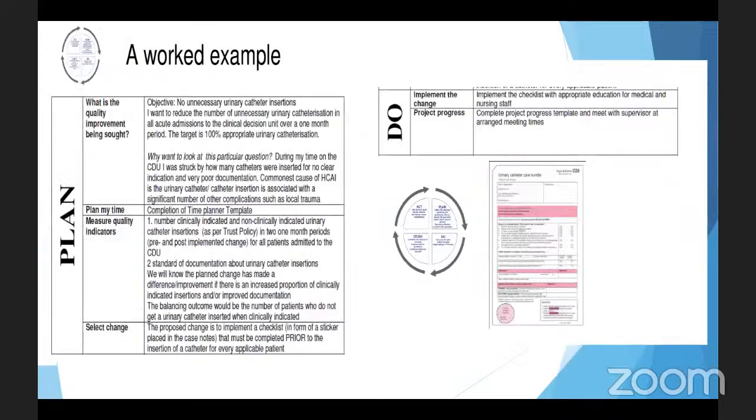Okay, so a worked example for the Plan, Do, Study, Act cycle is this: let's say that we observe that in a urology ward there are patients who are being unnecessarily catheterized. That means urinary catheters are being passed in patients who do not need them.